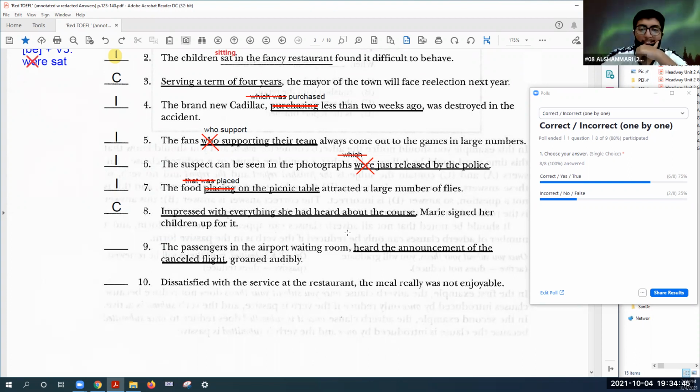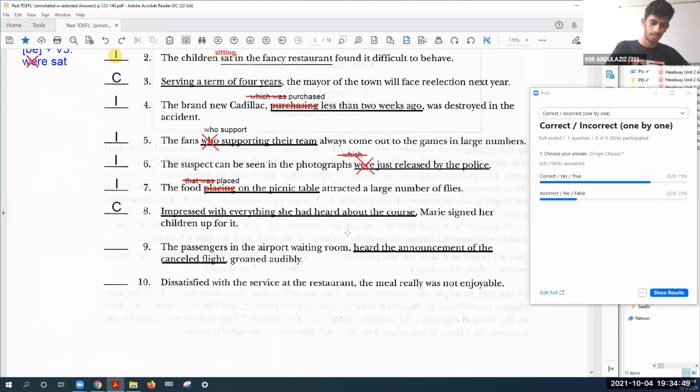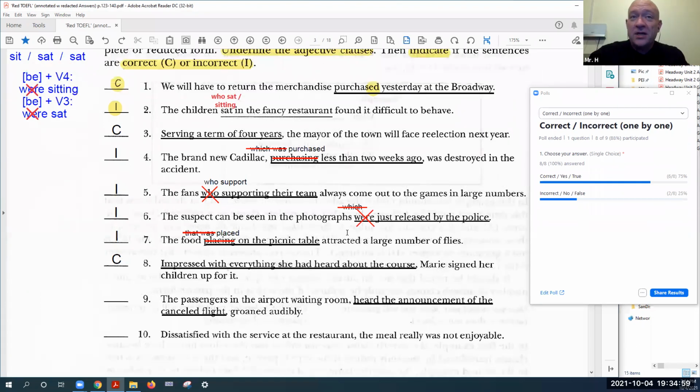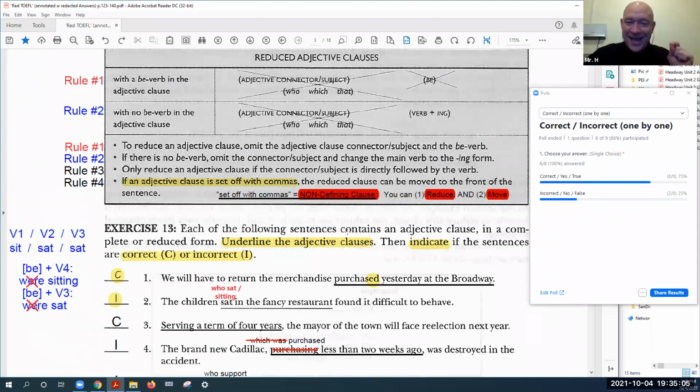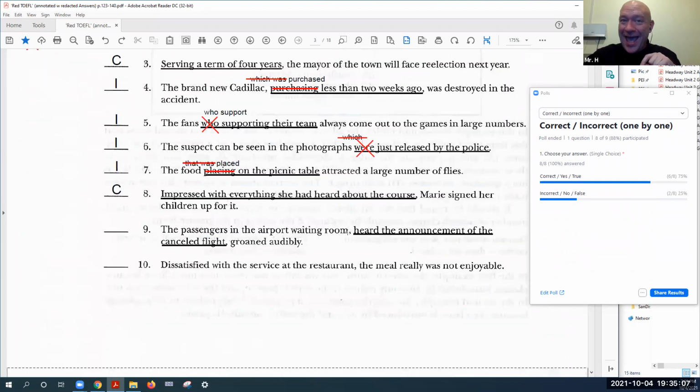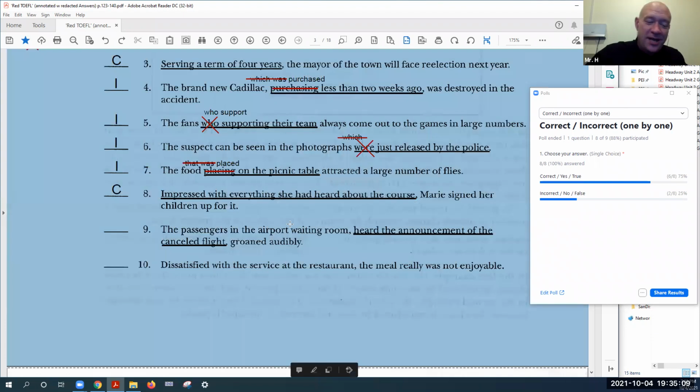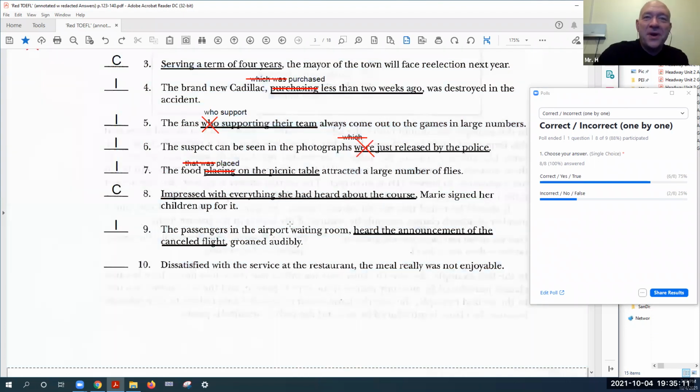The be verb. Yeah, Abdulaziz? Without be, just who heard. Okay, just who heard. But now, if I reduce who heard, which rule should I follow? If I reduce who heard? Delete the connector. Rule 2. Yes, and it's verb form. That's right. That's exactly right.